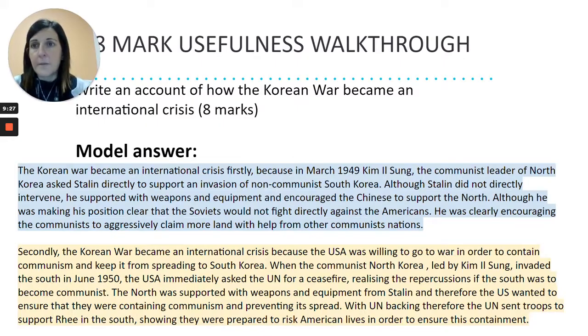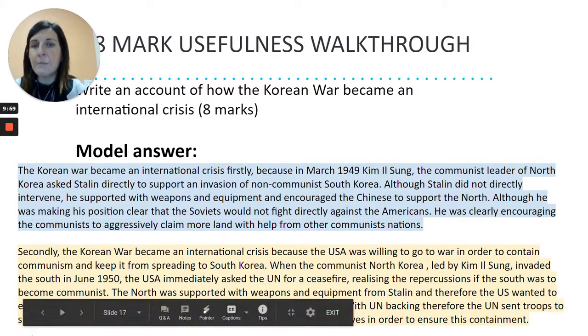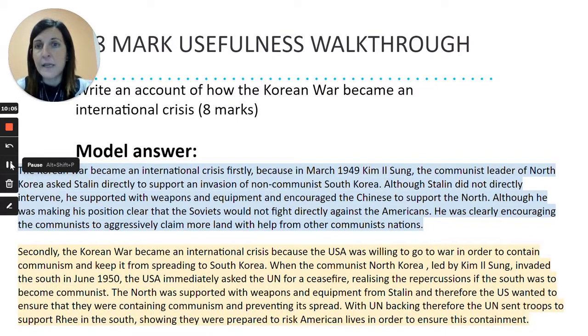So in terms of model answer, the Korean War became an international crisis firstly because in March 1949, Kim Il-sung, the communist leader of North Korea, asked Stalin directly to support an invasion of non-communist South Korea. Although Stalin didn't directly intervene, he did support with weapons and equipment and encouraged the Chinese to support the North. Although he was making his position clear that the Soviets would not fight directly against the Americans, he was clearly encouraging the communists to aggressively claim more land with help from other communist nations. And therefore it became an international crisis because of Stalin's intervention in encouraging North Korea.